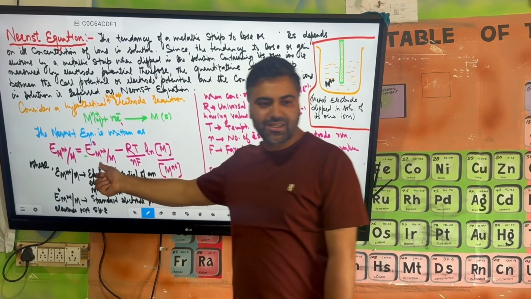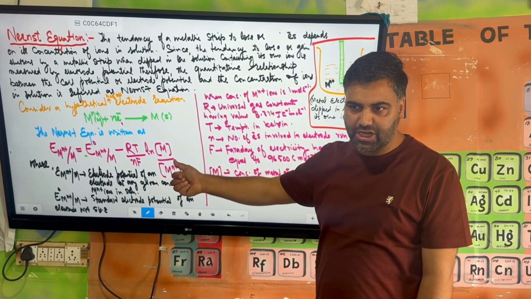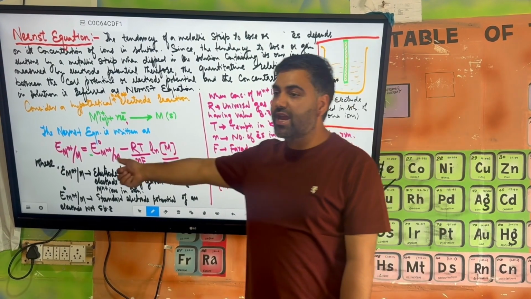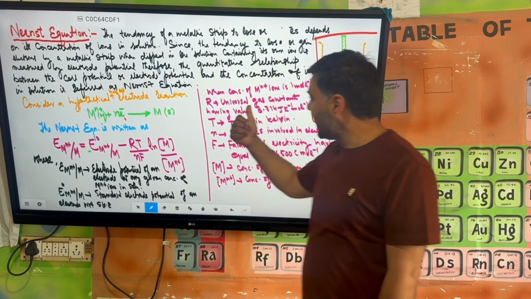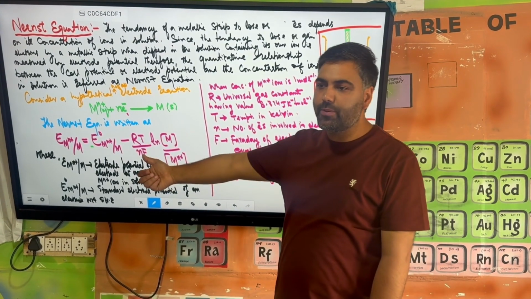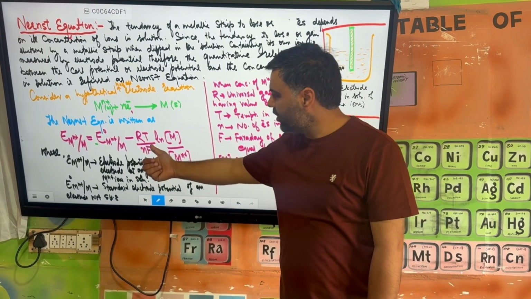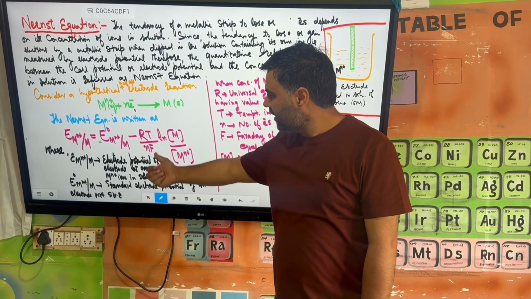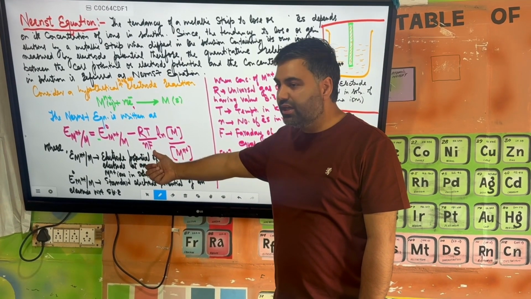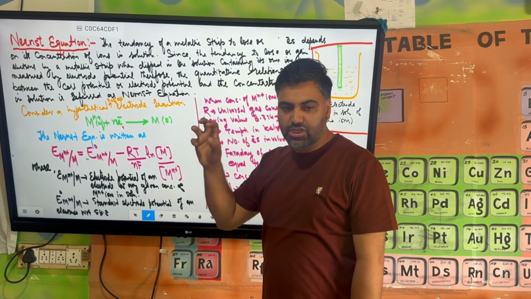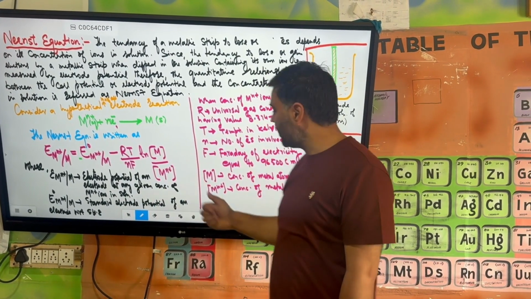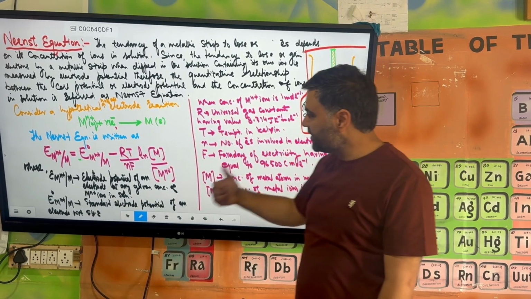E naught represents the standard electrode potential with respect to the standard hydrogen electrode when the concentration of the ion is 1 mole per liter. Likewise, R is universal gas constant, it is having a value of 8.314 joule per Kelvin per mole. T is the temperature in Kelvin, n is the number of the electrons involved in the cell reaction, and F is the Faraday of electricity, which represents the charge on 1 mole of electrons, that is equivalent to 96,500 coulombs. ठीक है ना?